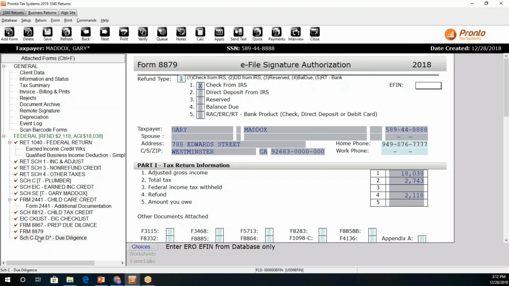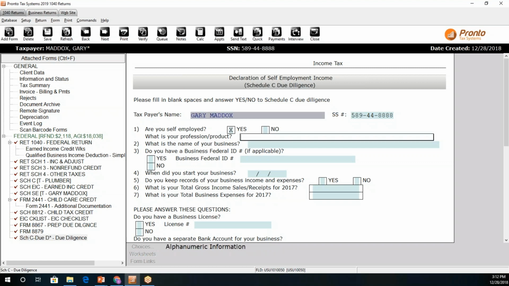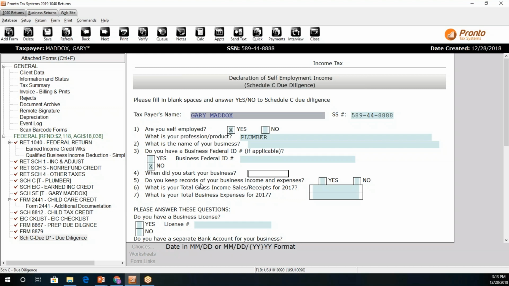And then we have the due diligence for the Schedule C, okay? Gary Maddox, is he self-employed? Yes, he is. What's his profession? He's a plumber. What's the name of his business? He doesn't have a name. Does he have a federal ID number? No. He has a social security number. When did he start his business? He started it back in 2015.